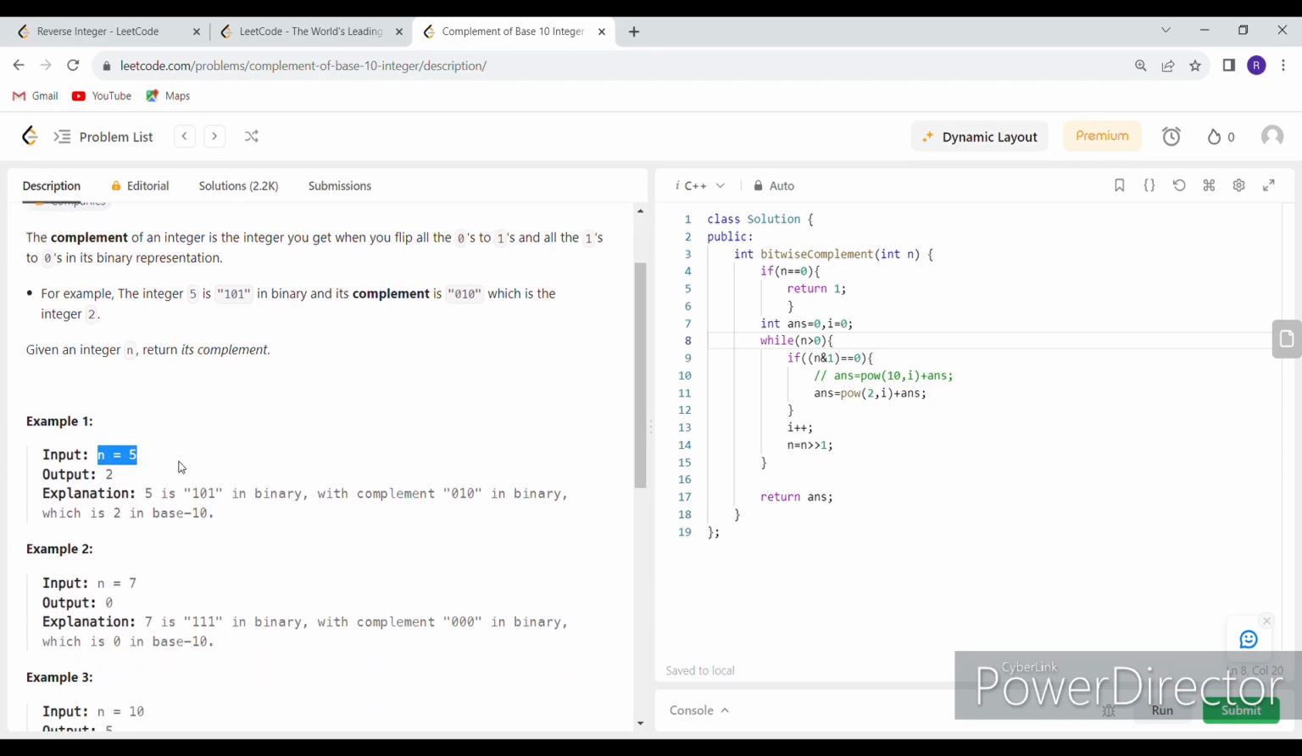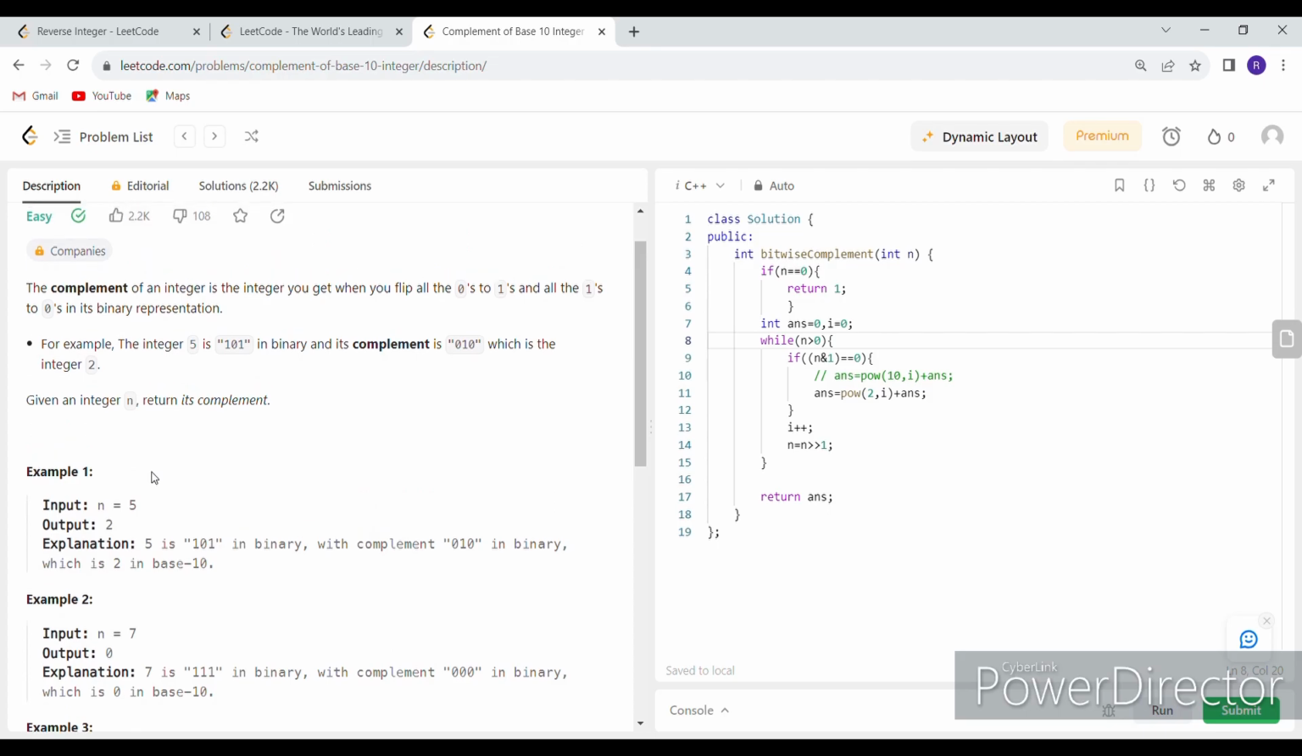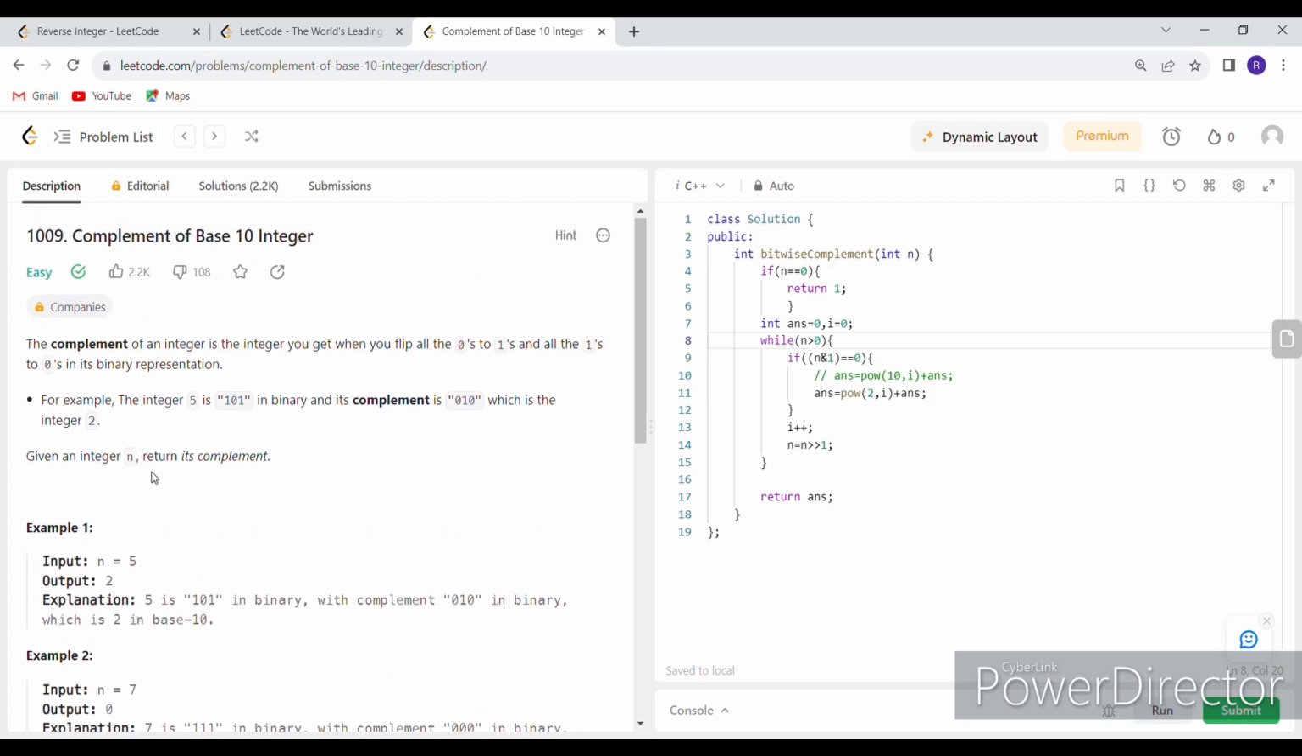If 5 is given to us, we need to find its binary representation, that is 101. Now 101 we need to reverse it, complement it. 101 will be 010. Now 010 will be 2 in decimal, and we need to output 2 over here. So this is the condition which we need to follow. Now let's see how we can solve this.